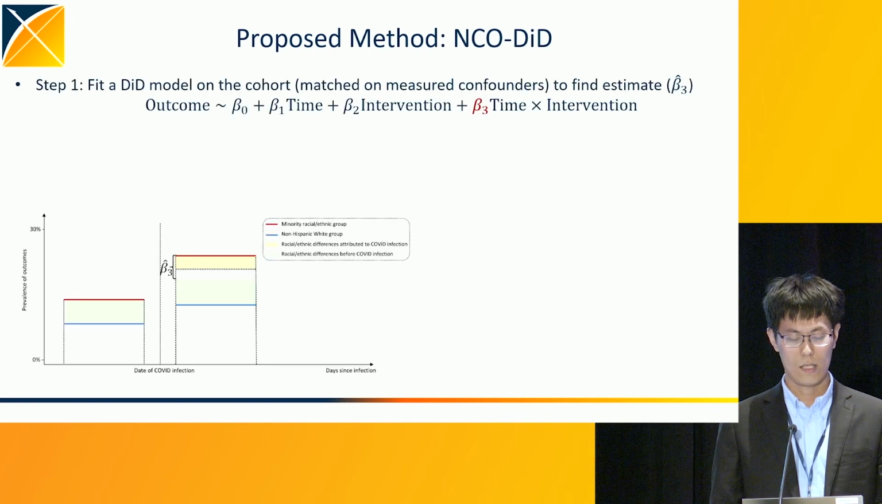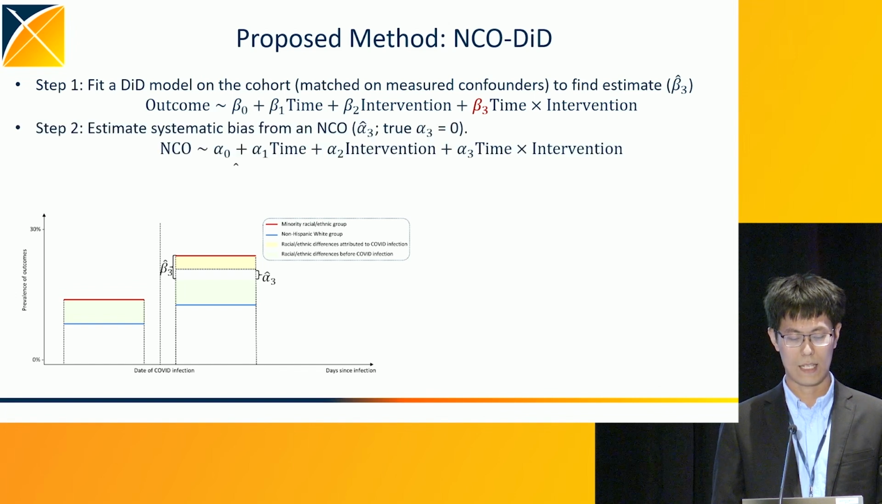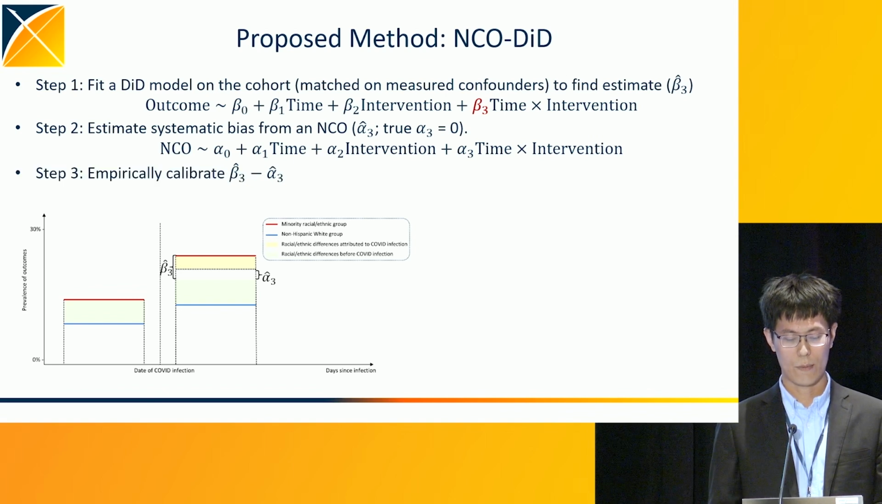So in step one, we fit a DID model on the cohort by using the outcome of interest as the outcome. The beta 3 would be the parameter of interest. And in step two, we fit the DID model for an NCO. And step three would be empirical calibration. So from this proposed method, you may ask the question, why is the estimation from the DID model for an NCO equivalent to the estimation for the systematic bias?